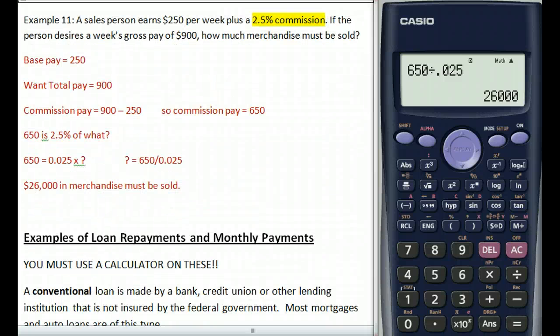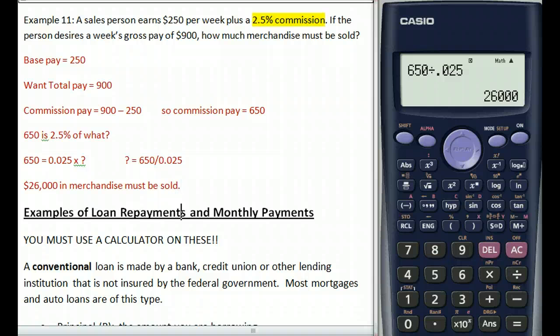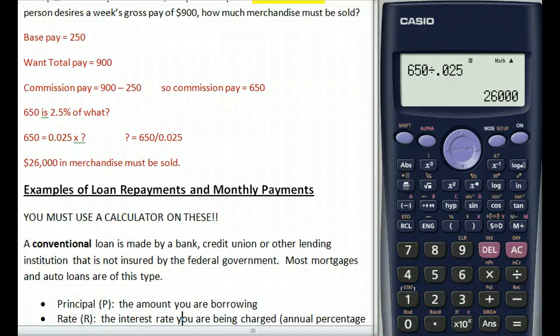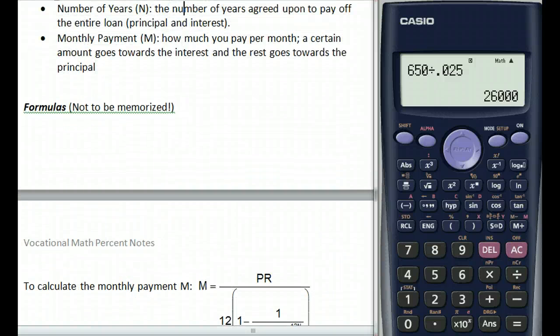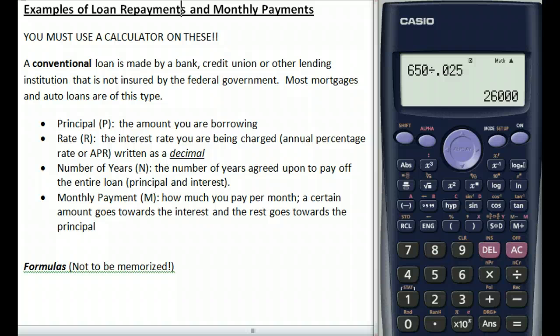Okay, this is the last example, and it's the most confusing to type into your calculator. Loans. There are lots of formulas for loans. If I want to work with a loan, I have to be able to simply plug a formula into my calculator. These types of loans are very common for auto loans and mortgages.